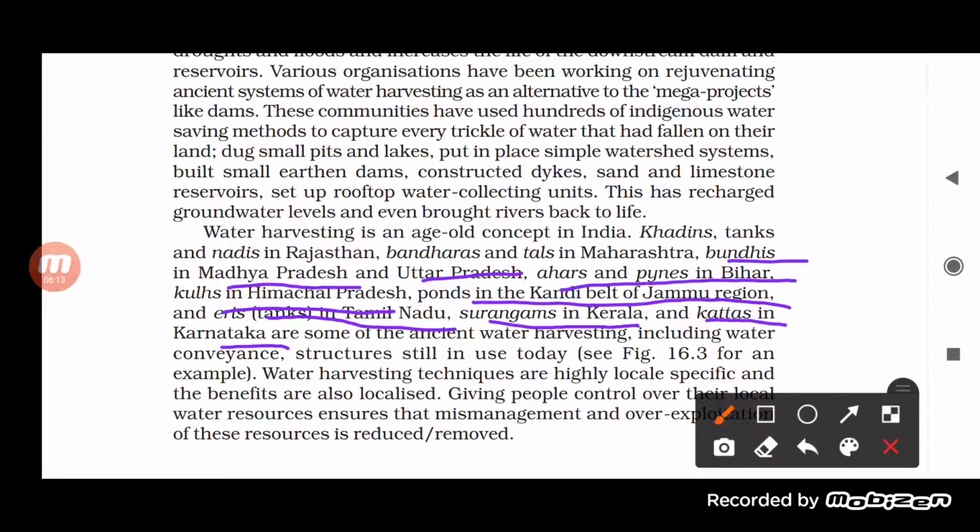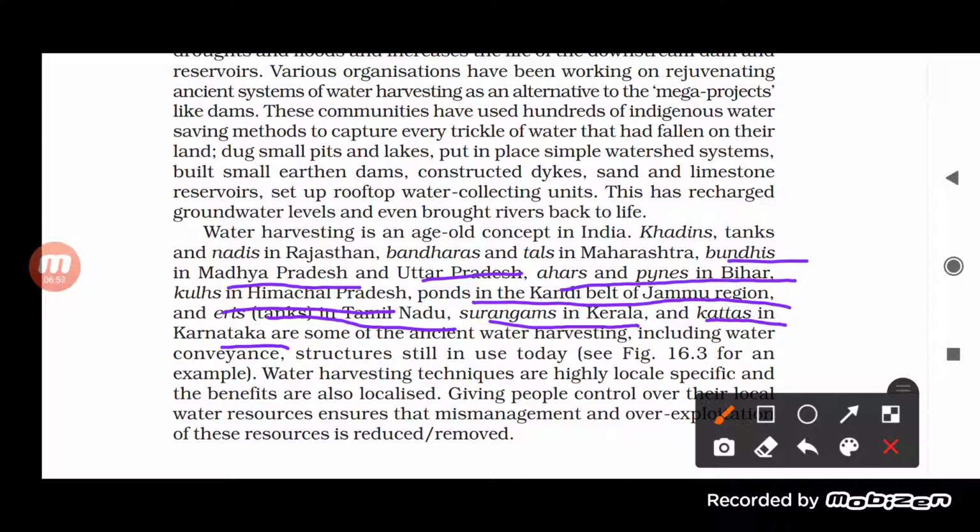These all are some of the methods. Actually, different names have been given. These all are different methods, different ways by which we can conserve the water. These are some of the ancient methods by which we can conserve the water. So it is said that these all are the ancient water harvesting systems, including the water conveyance structures. So we are able to do not only conservation, but also use its structure and composition, and we use it today also.